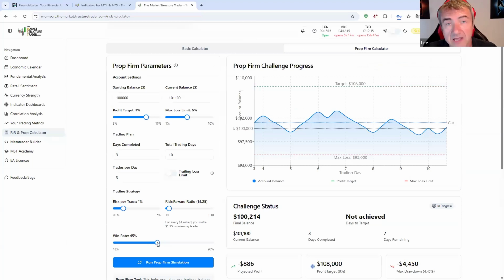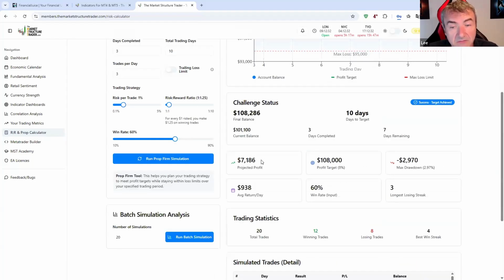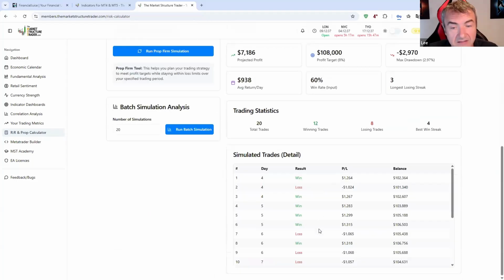So if, for example, we have a really volatile week and this just plays out every day, nice clean breaks, you're probably going to get something like a 60% strike rate. Will I pass my evaluation? Yes, you will. You will pass it within that 10 days. Yeah, that will be your result. Gives you projected profits, your win rate, your losing streaks, and again, a breakdown of it.